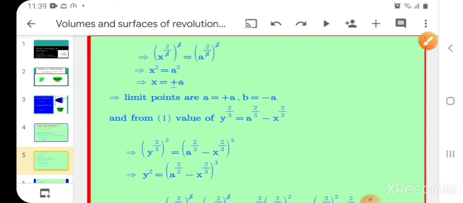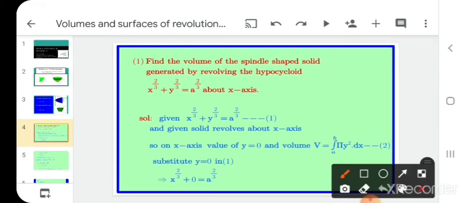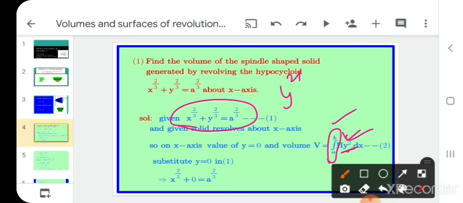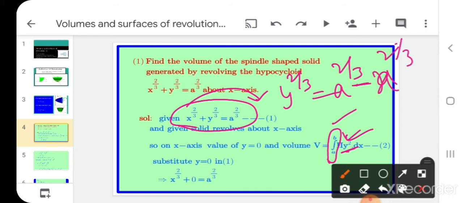We found the limit values. Then what do we find? From the formula, we have the values of a and b and the y square value. So, we already found the a, b values. Now, I am going to find the value of y square. From the given equation, I find the value. What is y power 2 by 3? a power 2 by 3. Now take x power 2 by 3 to the RHS, what do we get? Minus x power 2 by 3. From equation number 1, what is the value of y power 2 by 3? a power 2 by 3 minus x power 2 by 3.